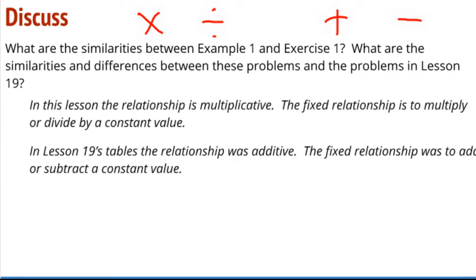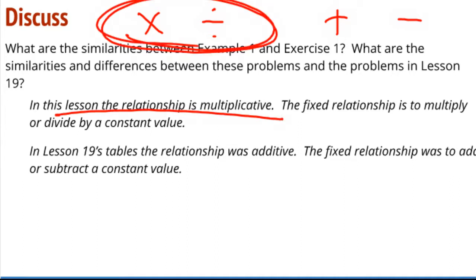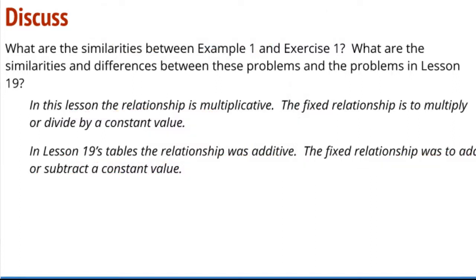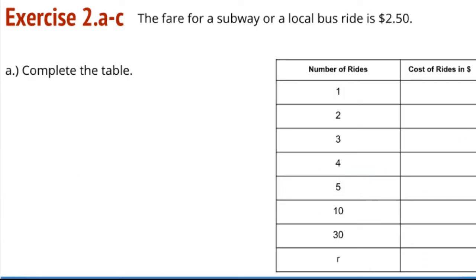So in this lesson, we've got a multiplicative relationship. Multiplication and division are a multiplicative relationship. Fixed relationship is to multiply or divide by a constant value. Our constant value for the containers and the refunds was 5 cents. In lesson 19's tables, we had an additive relationship, and the fixed relationship was to add or subtract a constant value. Inverse operations all over the place, and they're powerful.